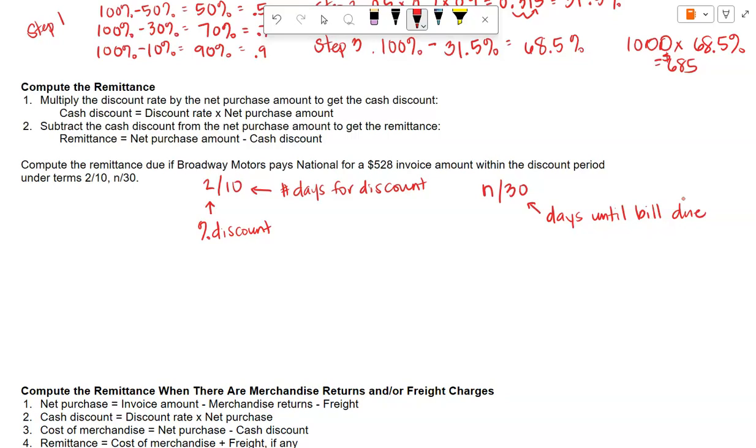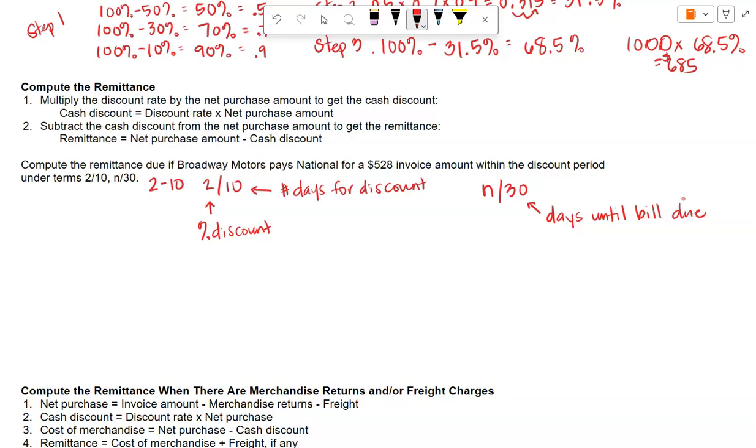Okay, so a company might not always pay within this discount period, within the 10 days. If they pay, let's say, after day 15, then they won't get this discount. But the main thing is that they pay within 30 days of their invoice. Okay, sometimes, just as an aside, you might even see a dash instead of this slash. So 2-10 still means the same thing. The first number is always the percent discount. And then the second number is your discount period, or how long you have to get that discount.